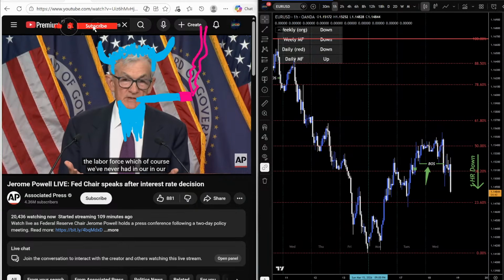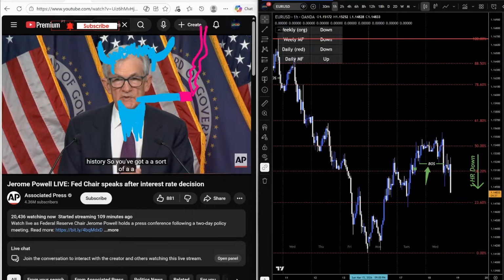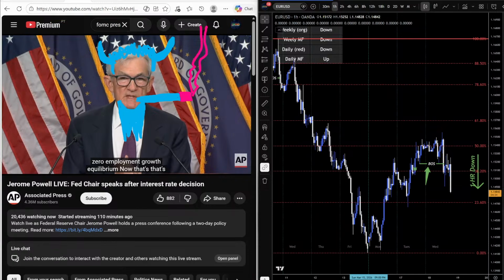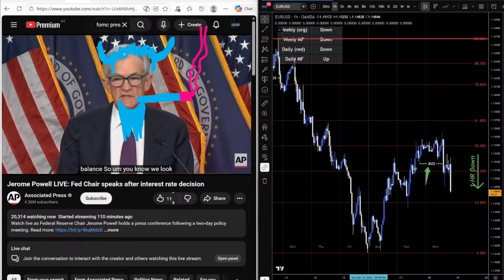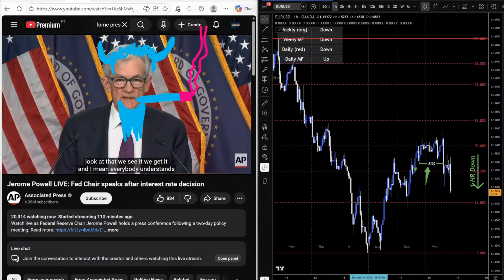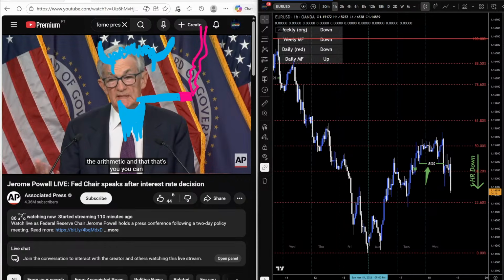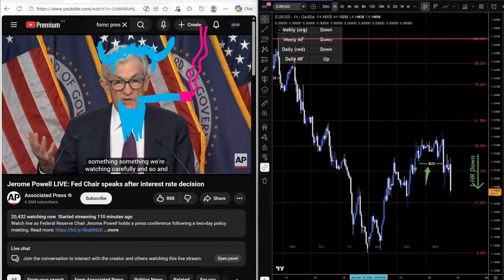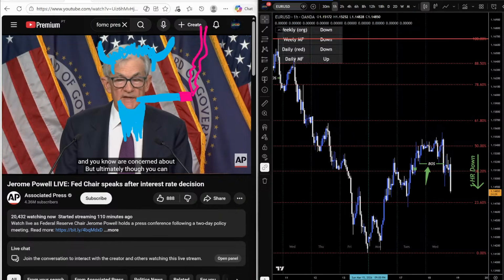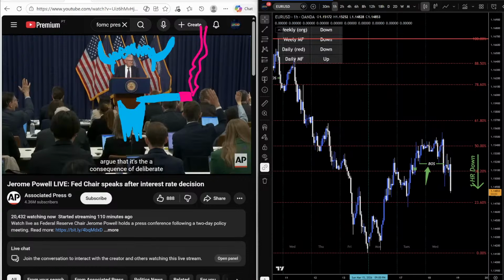Now that's balance, okay, but I would say it does have a feel of downside risk, and it's not a really comfortable balance. So we look at that, we see it, and everybody understands the arithmetic. You can say the break even is zero, but nonetheless it's something we're watching carefully, and are concerned about. But ultimately, you can argue that it's a consequence of deliberate policy, which is really the changes to immigration. That's the biggest factor there, but nonetheless something we watch carefully.